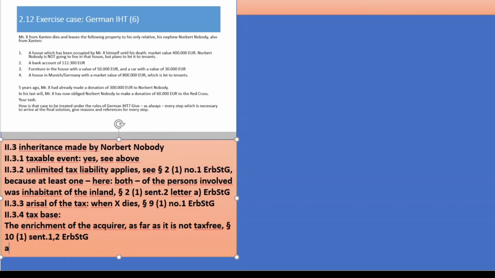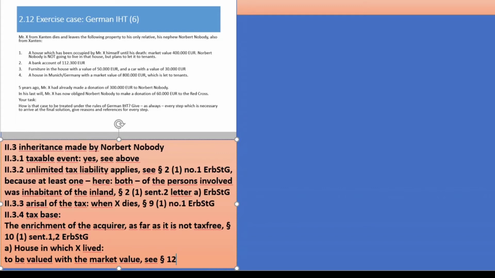And so we have to look through the different positions. The house in which X lived. Well, the house has to be valued with the market value. See paragraph 12 of the Inheritance Tax Act, and there we should look up the exact rule.